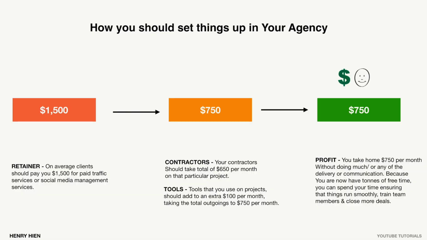So I'll actually show you how it looks, how you should set things up in your agency. As you can see, there's three different things here. One is the retainer price that you will be getting from clients on average. So for example, $1,500, maybe you pay that per project for a specific client. So on average, yes, clients will pay you an average of $1,500 or $2,000, £2,000 for paid traffic services and social media services. So you get that amount of money.